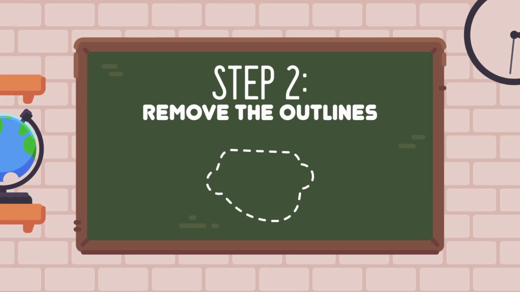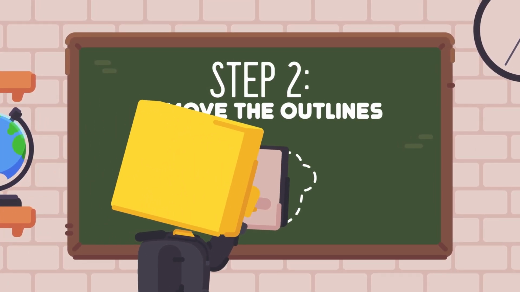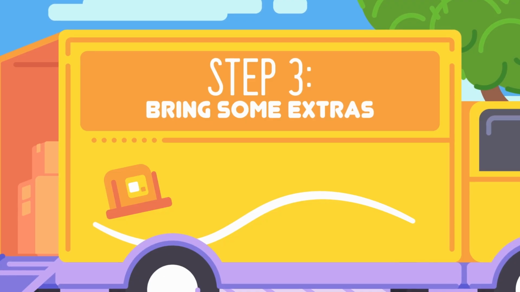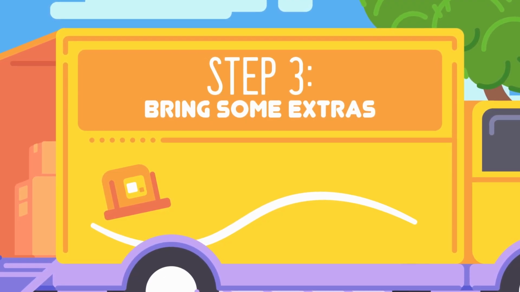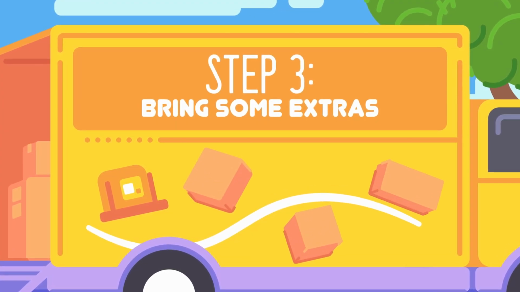Step 2. Remove the outlines. We won't do that immediately. Instead, we take one every 3 rounds. That way, the player now has to rely on their memory. Step 3. Bring some extras. Let's sneak in some decoys. They're all similar to the other ones so we could confuse the player even more.